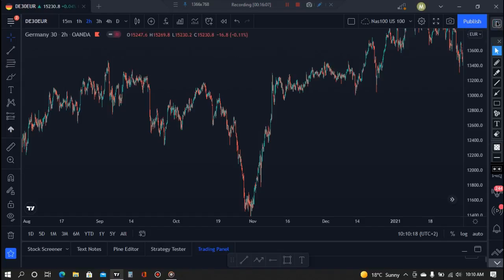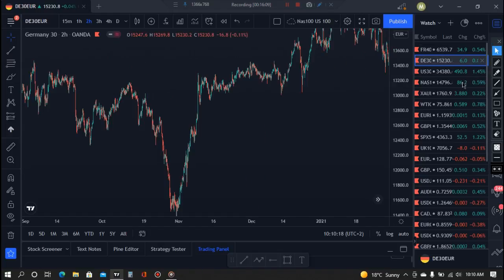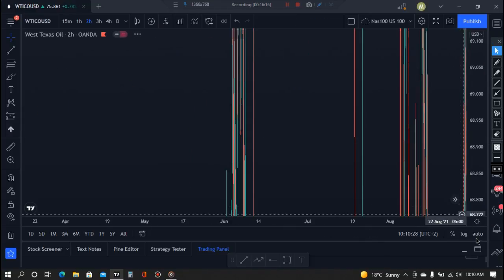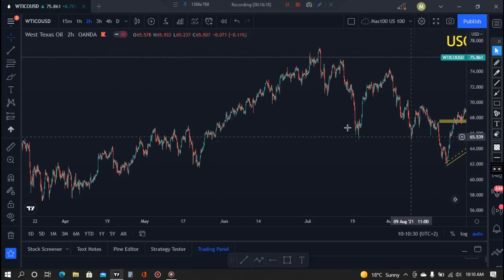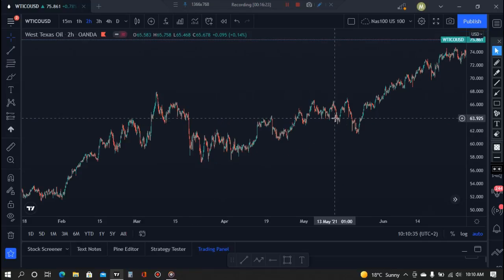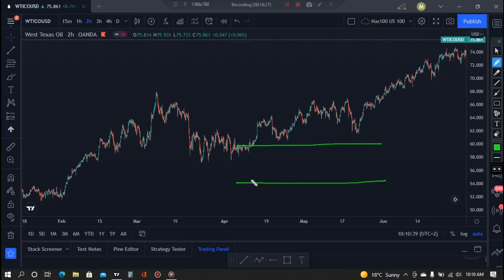So let me check another pair where I can find maybe, let me just go straight to US oil. Maybe I will find a ranging market. So mostly we use support and resistance on a ranging market. A ranging market is a market like this, where the market will be creating something like this. Even if it's not exactly perfect, we call this a support and this one a resistance.